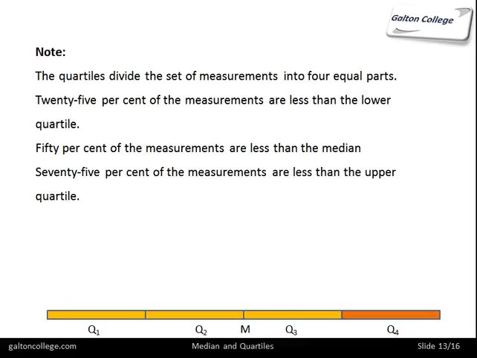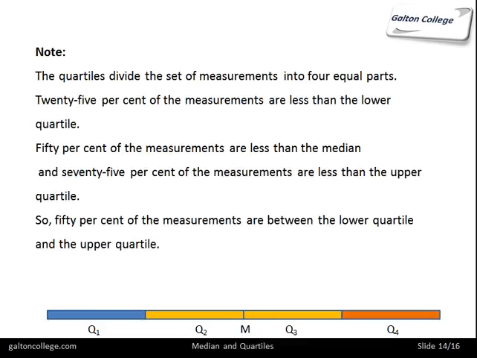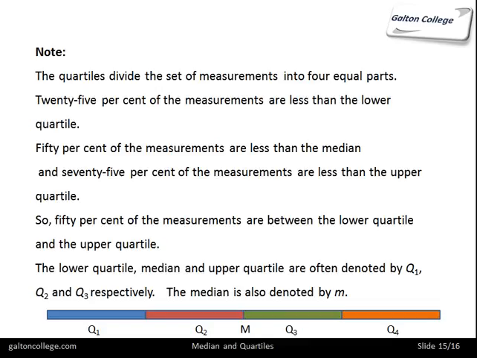75% of the measurements are less than the upper quartile. So here's the upper quartile, Q3, and 75% are less than that. So 50% of the measurements are between the lower and the upper quartile. This 50% in here are between the lower and upper quartile. This is the interquartile range. The lower quartile, median, and upper quartile are denoted by Q1, Q2, and Q3 respectively. The median is also denoted by M, sometimes in statistics.